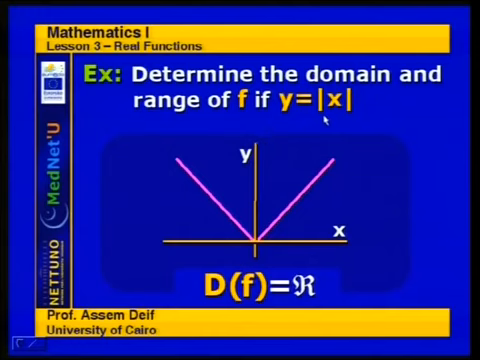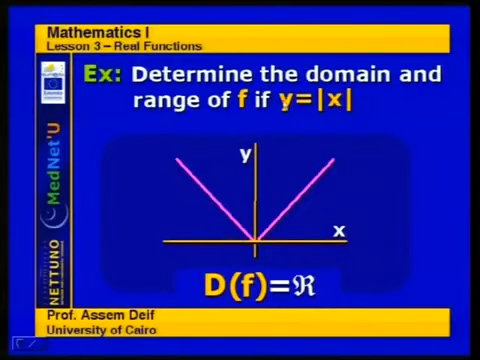For example, here, determine the domain and range of f if y is equal to modulus x. This is simple. This is the absolute value of a number. It's clear that any real value that you put here, your calculator will calculate it, and therefore the domain is R. Since the absolute value is positive, the range stands from 0 till infinity. Of course, it starts from 0, because when x is 0, y is 0. So if it is positive and there is a value at which y is 0, therefore the range or the image set of this function starts from 0 up till infinity, and the domain is R.